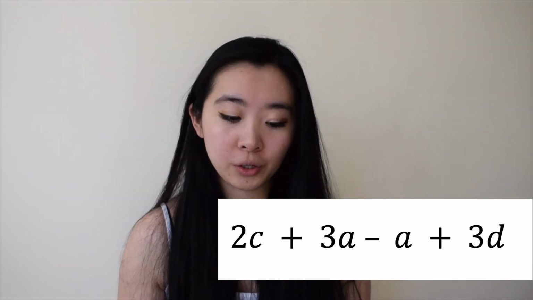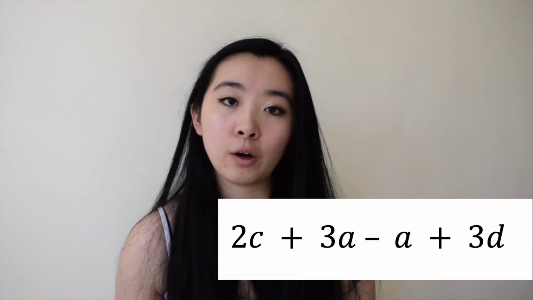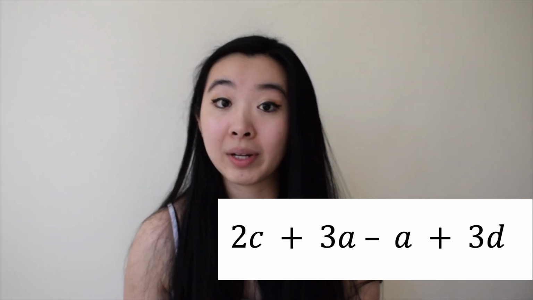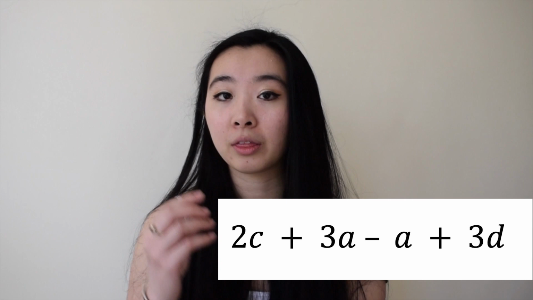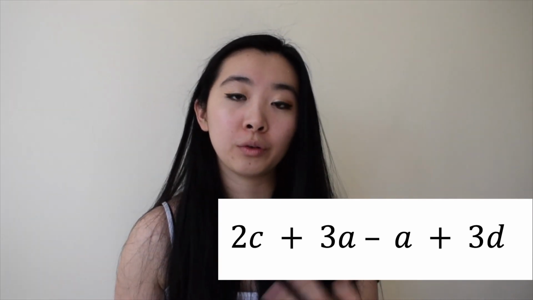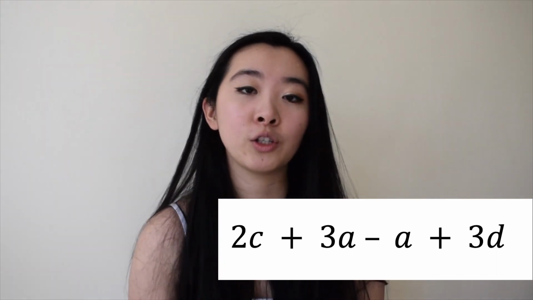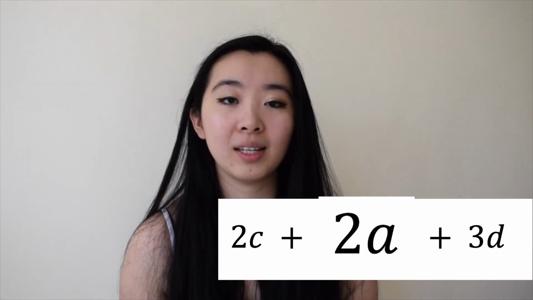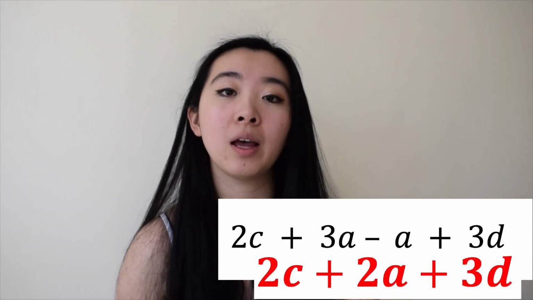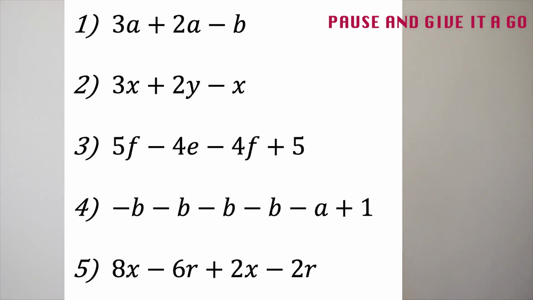Second example, 2C plus 3A minus A plus 3D. Now over here we know that A and 3A are the same term because 3A is essentially 3 lots of A. So when we do 3 lots of A minus A, it's the same as having 3 apples. Now I took an apple away from you, you're going to have a total of 2 apples. In this example it would be 2C plus 2A plus 3D. So here are some questions for you to try.